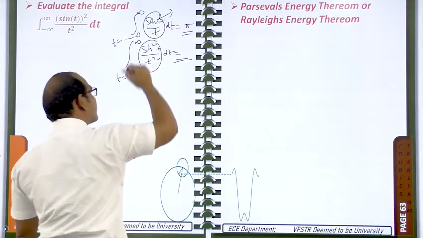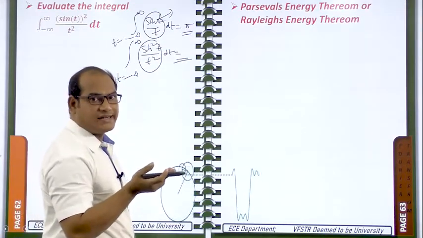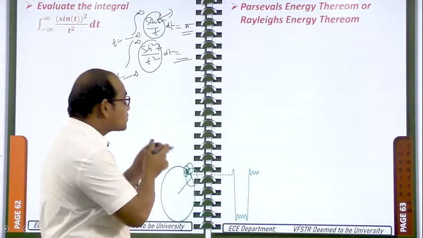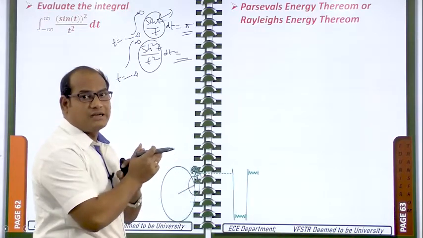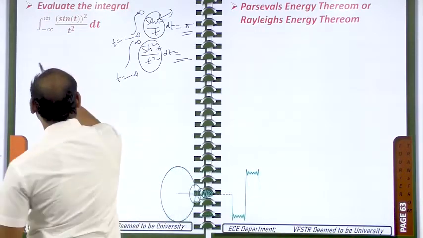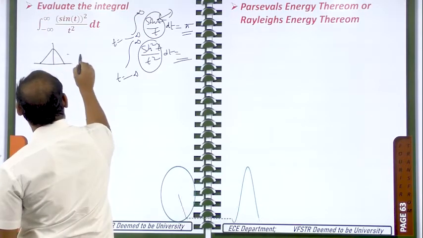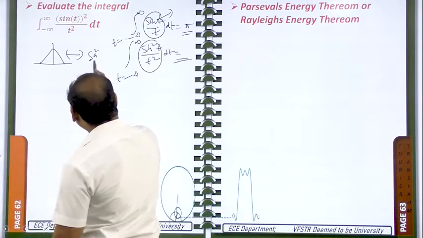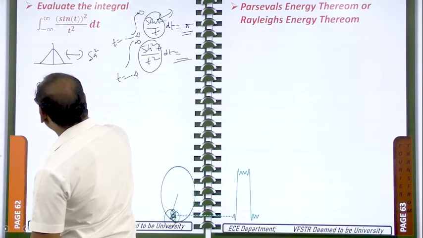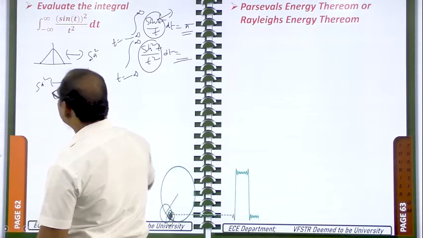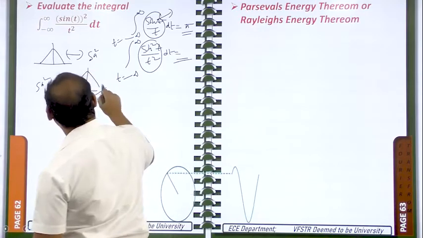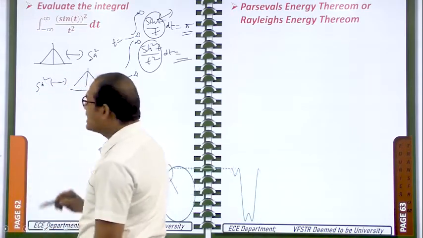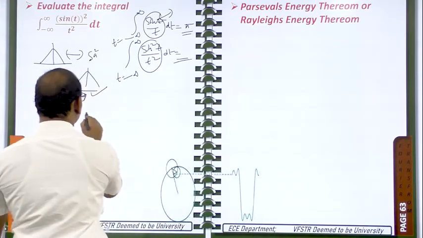But this sampling function has a rectangle function as its Fourier transform. This is sampling square, sin t by t whole square, that means sampling square. Sampling square is available for which function? The triangle function. So for the triangle, the Fourier transform is nothing but the sampling square function. If you bring the sampling square function into the time domain, the triangle will come in the frequency domain. So according to this property, we need to do this. I am giving the perfect equation for that one.